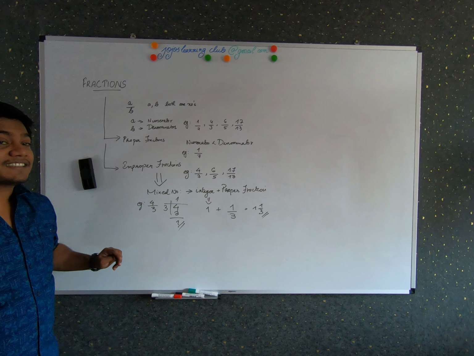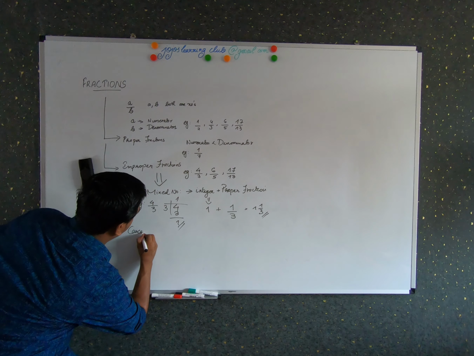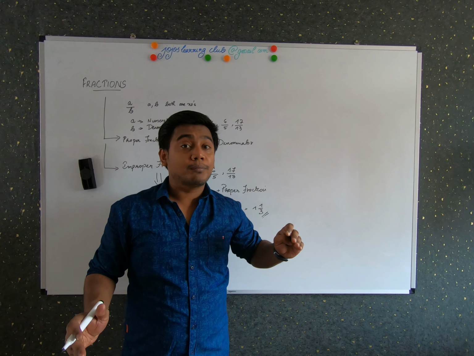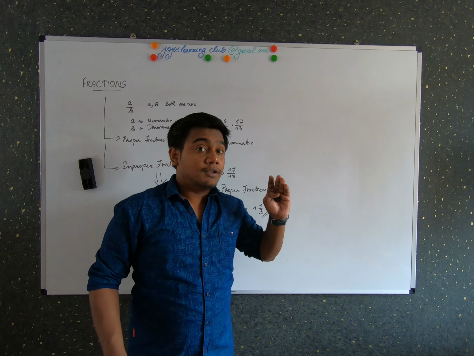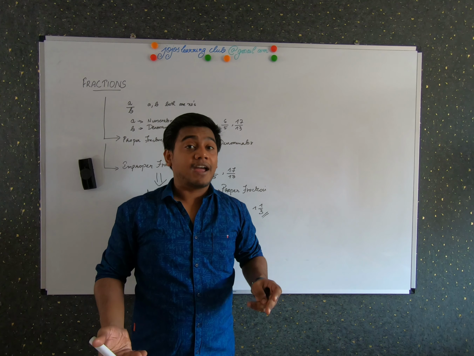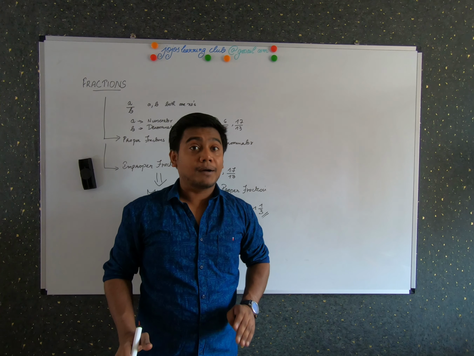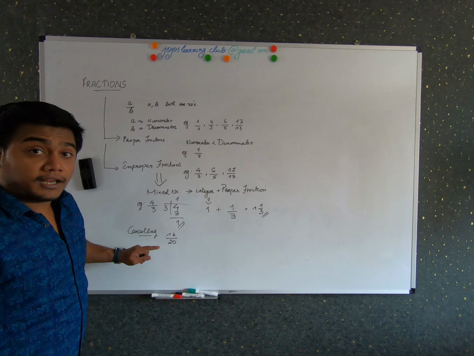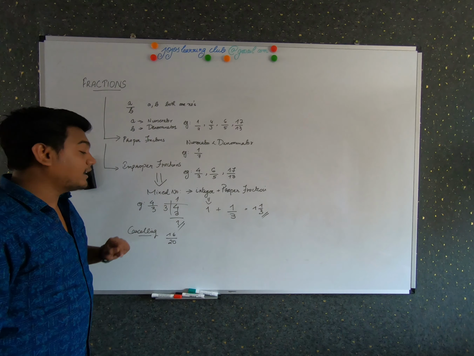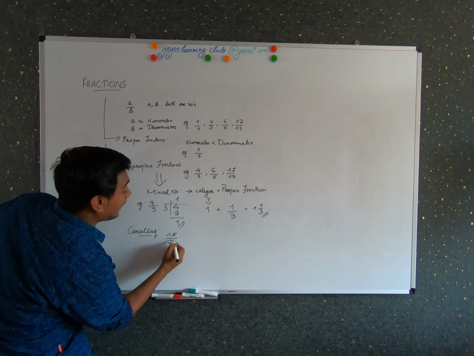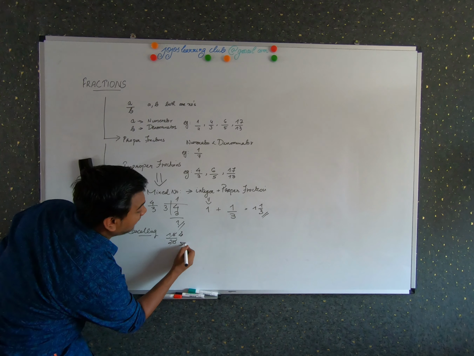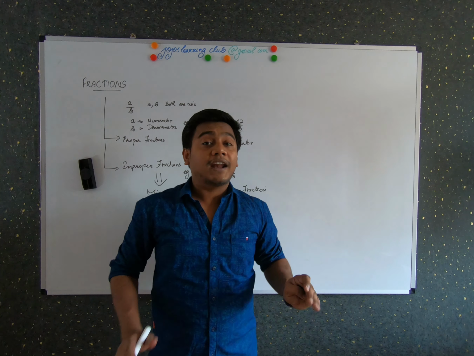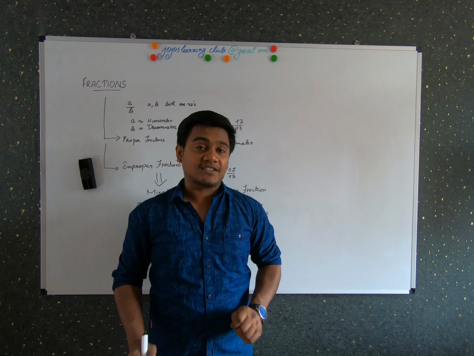So now let's learn what is cancelling. Cancelling is a process in which you divide the numerator and denominator of a fraction by the same number. For example, let's take the example 16 by 20. In 16 by 20, we know that both are divisible by 4, or both are multiples of 4. We can write it as 4 and 5. So the final representation would be 4 by 5. So by cancelling, you can represent a fraction in the smallest form possible.